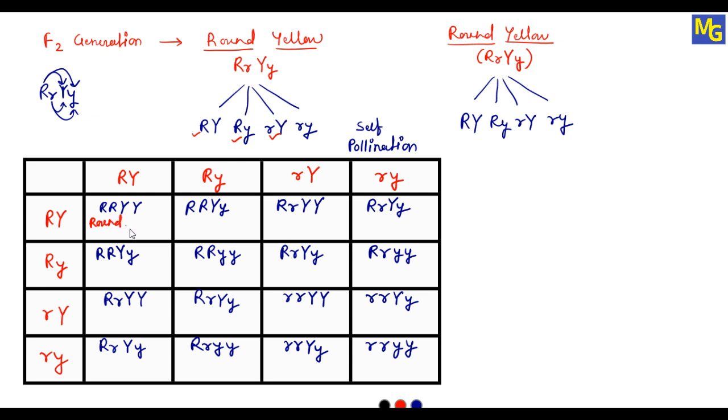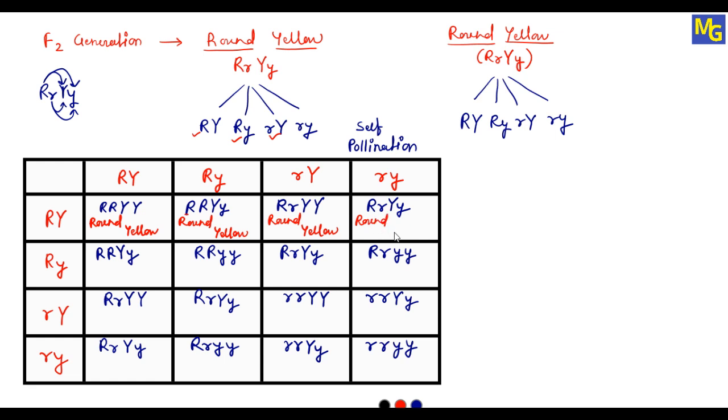And Y capital means it is yellow. So it is round yellow. I hope you're understanding. Here also one R is capital, one Y is capital. So this is also round and then it will be yellow. Same way, this will also be round and yellow. I hope you are getting what I am doing.